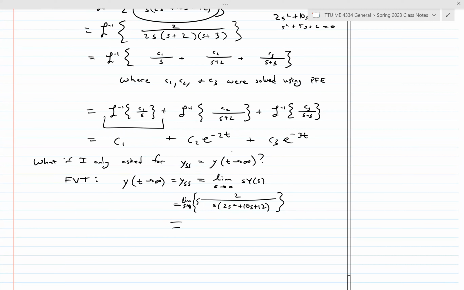The s here and the s here cancel out. Then we plug in s equal to 0 here and here. These two things disappear. We end up with 2 over 12, or 1 over 6. Exactly. And so if we're looking for a steady state value and we already have a Laplace transform of something, or a transfer function as we're about to start, we don't need to go through and solve for everything. We can just use the final value theorem and skip ahead to get that. And that's going to be relevant later in this class.